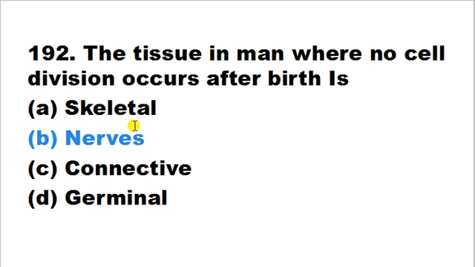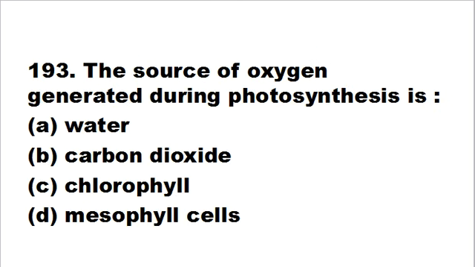The source of oxygen generated during photosynthesis is water, carbon dioxide, chlorophyll, mesophyll cells. So here correct answer is water. The source of oxygen generated during photosynthesis is water. After the photolysis of water, there is a production of oxygen during the photosynthesis process. In the photosynthesis process what happens? CO2 plus water, and in the presence of sunlight they produce oxygen and carbohydrate. So in the photosynthesis process plants make their own food.